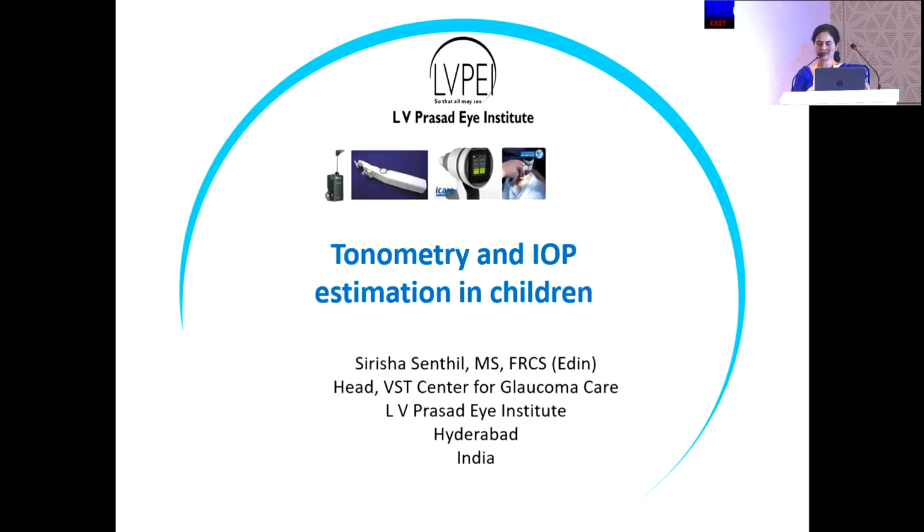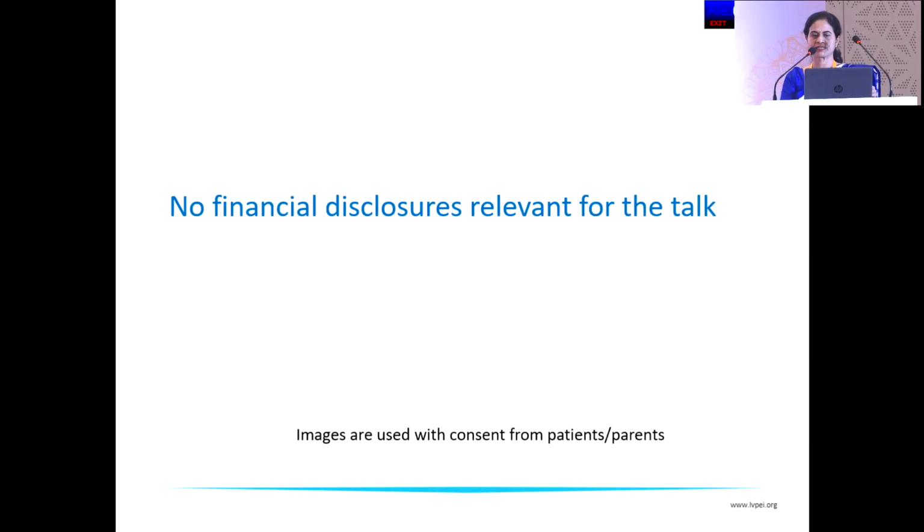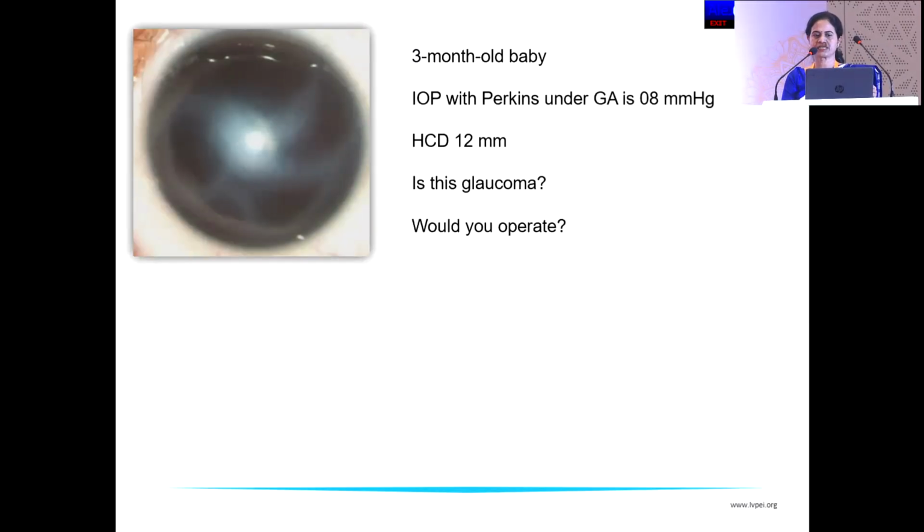Good morning. Vinay has briefed us about the estimation of intraocular pressure in children and what other parameters we need to look at as well. I'll just give you an example. This is a child who presented at 3 months of age. Intraocular pressure with Perkins under general anesthesia was 8 millimeters of mercury. Corneal diameter was 12 millimeters, and you can see there's corneal edema and multiple Haab's striae. Is this glaucoma, and would you operate?